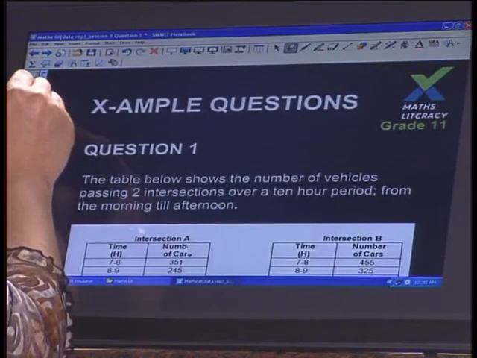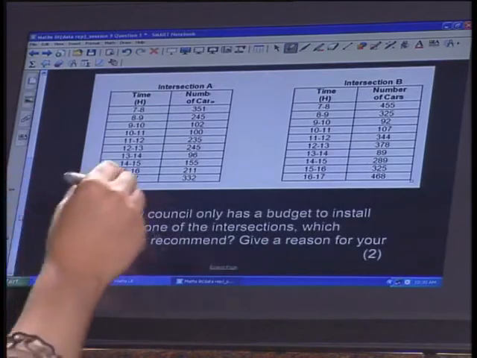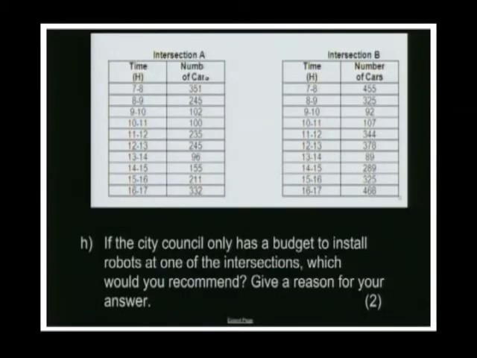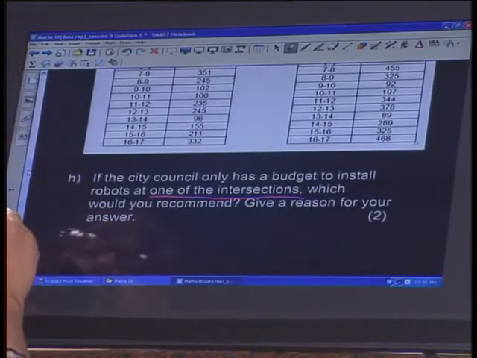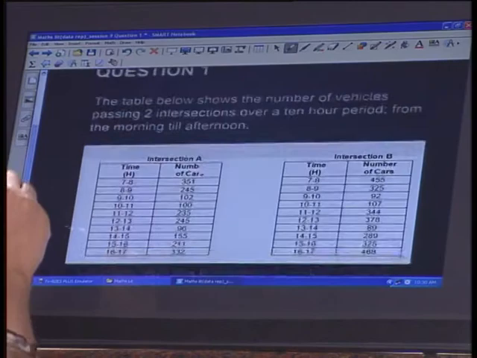Right, moving on to the next part of the question. If the city council only has a budget to install robots at one of the intersections, which would you recommend, and give a reason for your answer? All our calculations come down to this question. So I think we need to go back and check what our calculations are. So let's go and check what the first part of the question said.